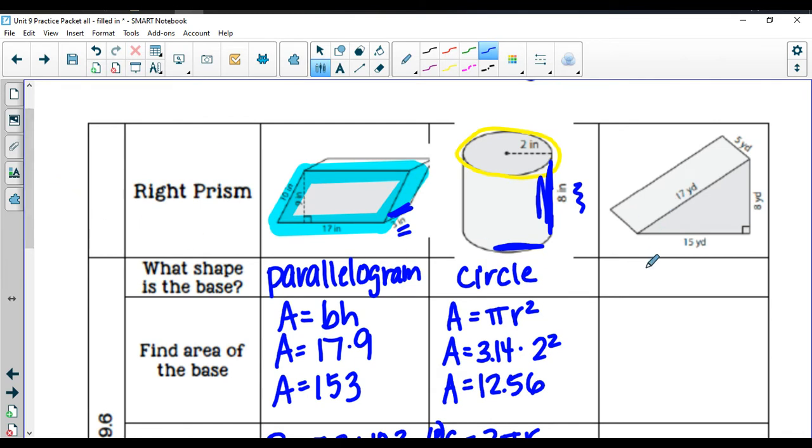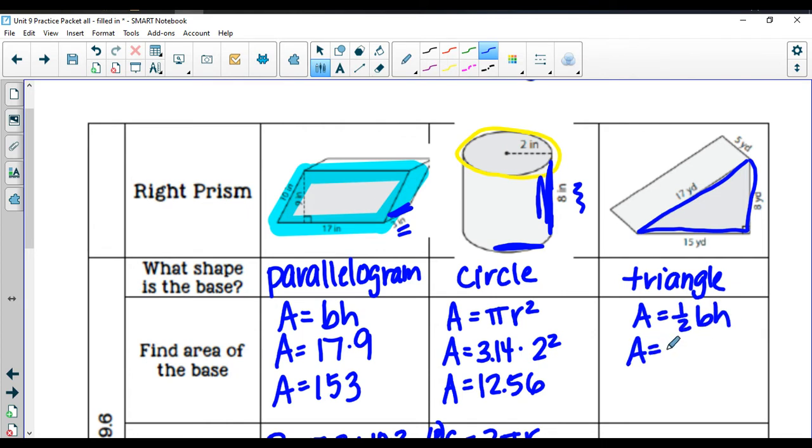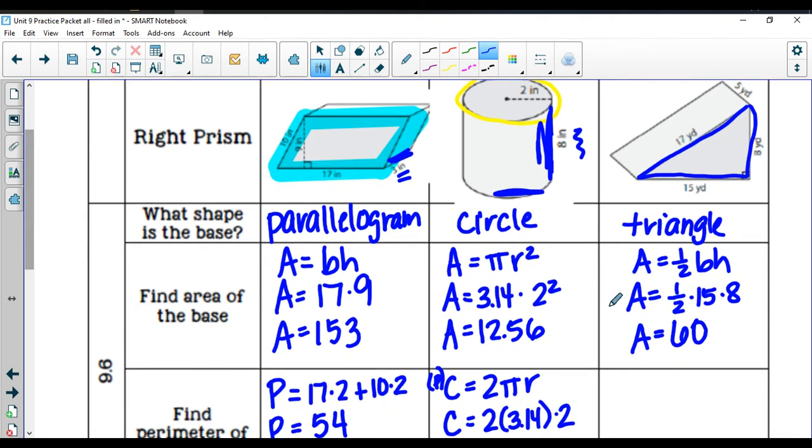In the last example on this page, my base is right here. It is, in fact, a triangle. To find the area of a triangle, I'm going to be doing 1/2 times base times height. The base and the height are perpendicular to each other, so that's a 15 times an 8. So my area is going to end up being a total of 60. My perimeter goes around the outside, so I have 17 plus 8 plus 15, which is going to give me a perimeter of 40.